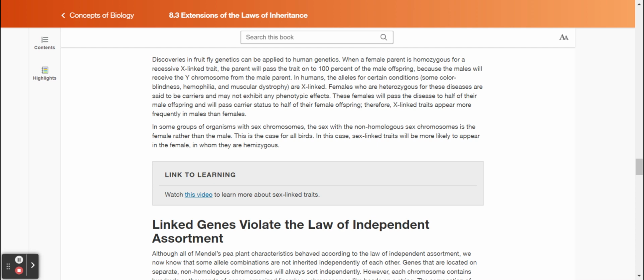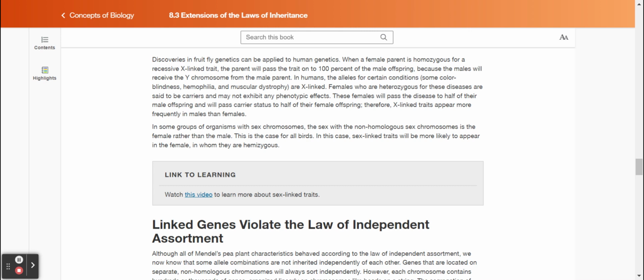In humans, the alleles for certain conditions, such as color blindness, hemophilia, and muscular dystrophy, are X-linked. Females who are heterozygous for these diseases are said to be carriers and may not exhibit any phenotypic effects. These females will pass the disease to half of their male offspring and will pass carrier status to half of their female offspring. Therefore, X-linked traits appear more frequently in males than females.